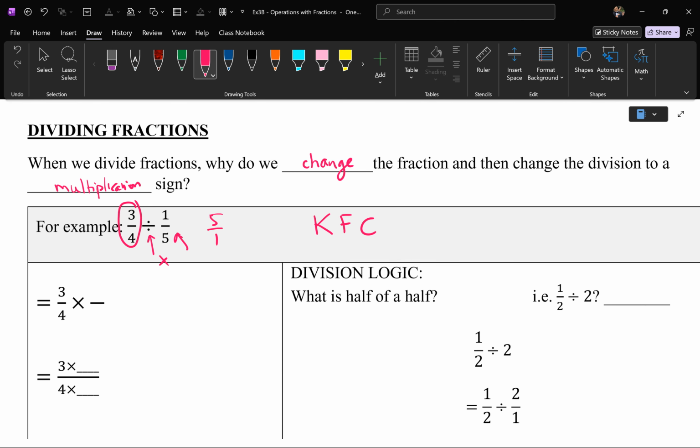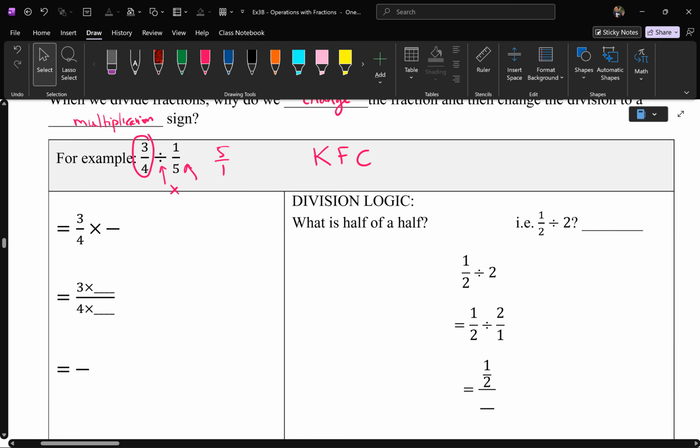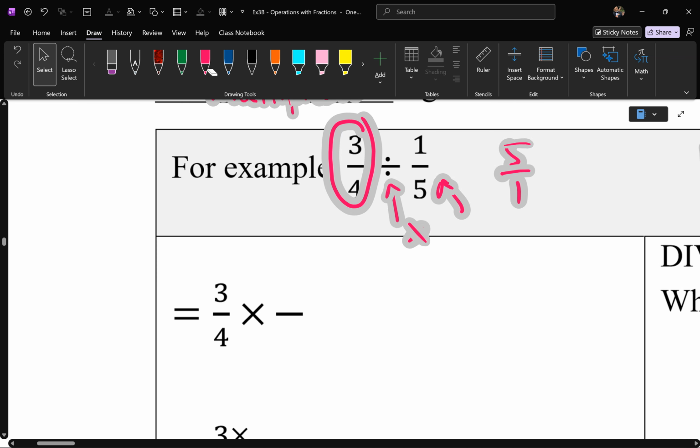If you want to know why, I can show it to you. It's over here. I can guide you through the proof to it. But today I'm just trying to show you the method. Okay, so let's take this example.